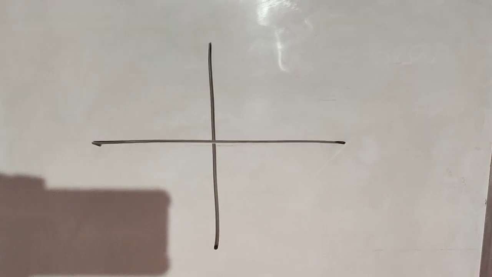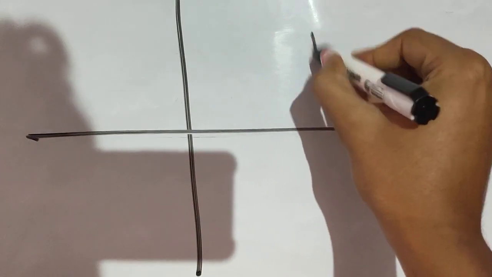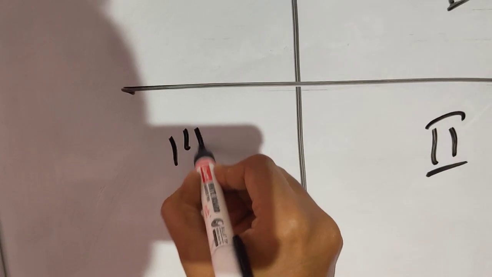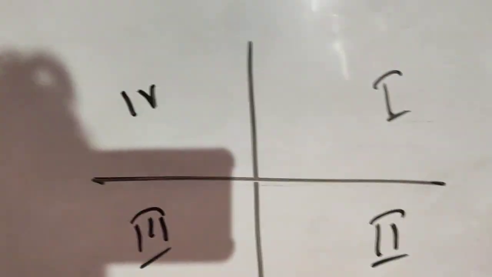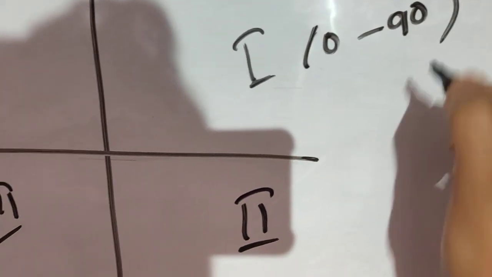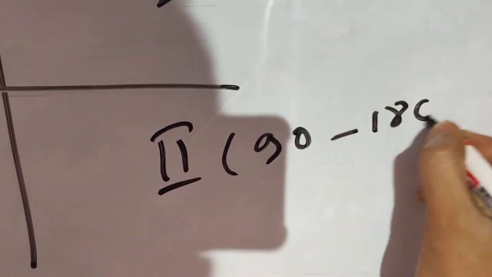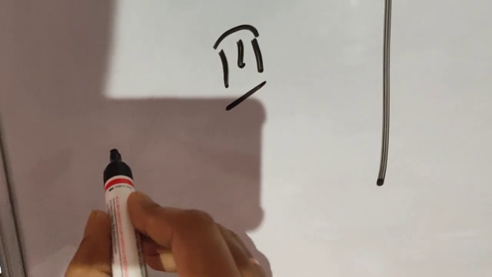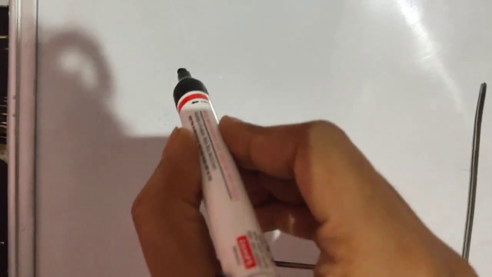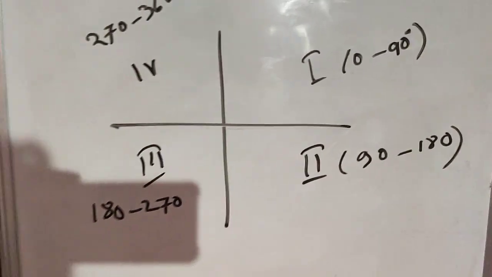Now, as we all know, we have divided the space into four quadrants. Quadrant number 1, 2, 3 and 4. First quadrant is between 0 to 90 degrees. Second is 90 to 180. Third is 180 to 270. And fourth is 270 degrees to 360 degrees. Okay.